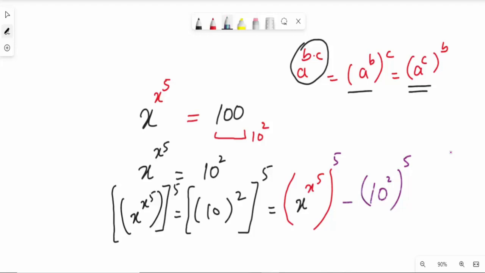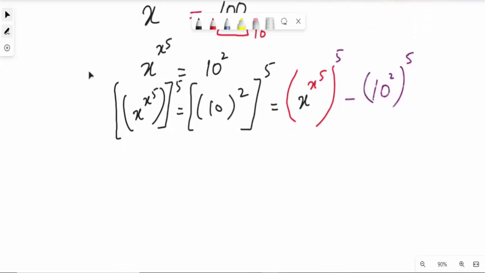You can see that now we will apply this formula to simplify this question. According to our formula, you can see that x raised to the power 5, x to the 5. Clear? And can I write this 5, this 5, and this 5 will be here. Clear?